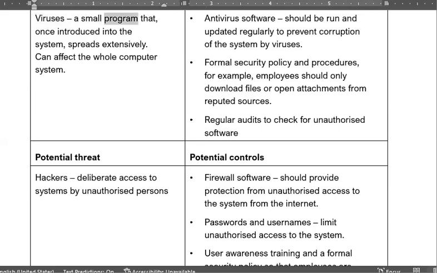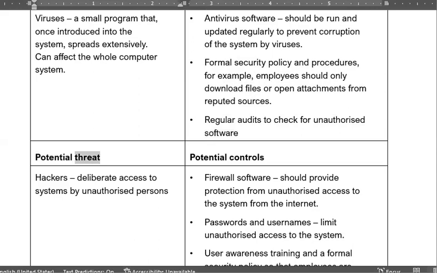Viruses: a small program that, once introduced into the system, spreads extensively. It can affect the whole computer system. Antivirus software should be run and updated regularly to prevent corruption of the system by viruses. Formal security policy and procedures, for example, employees should only download files or open attachments from reputed sources. Regular audits to check for unauthorized software.